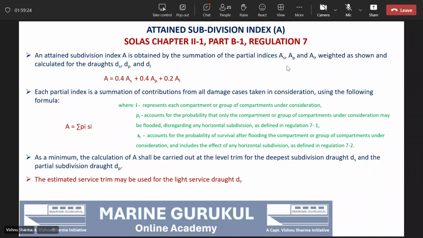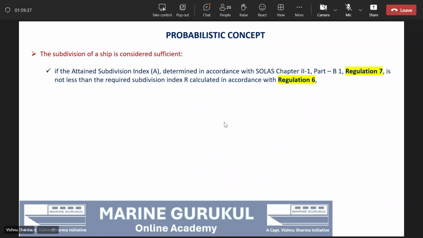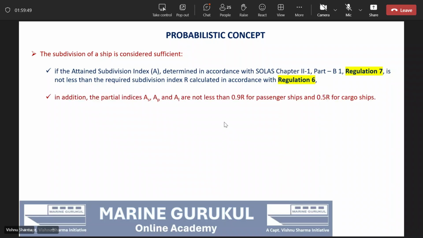Most of it I have already written in hand, and I think it makes sense now. It continues. I'll take you to the next slide. The subdivision of a ship is considered to be sufficient. When do you decide that she has sufficient subdivision? If the attained subdivision index as per regulation 7 is not less than the required subdivision index calculated under regulation 6. In addition, the partial indices are not less than 0.9 R for passenger ships and 0.5 R for cargo ships.